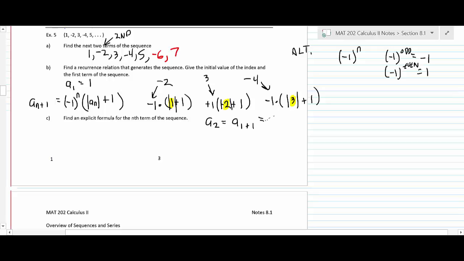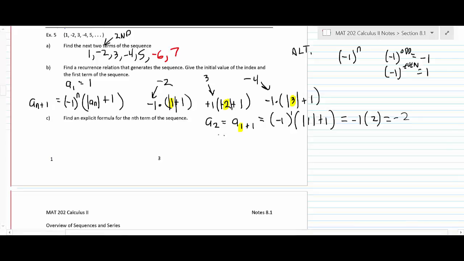Well, let's see if this works or not. Okay, so what we're doing in this particular formula is if we're doing n plus 1, then n is really 1 right now. So if we did that, we'd have negative 1 to the 1. Then we would have the previous term, A sub 1 is equal to 1, plus 1, and let's just see if that does indeed give us a negative 2. What do you think? Looks like it does, right? Okay, because negative 1 to the first is negative 1, 1 plus 1 is 2, so that gives negative 2.